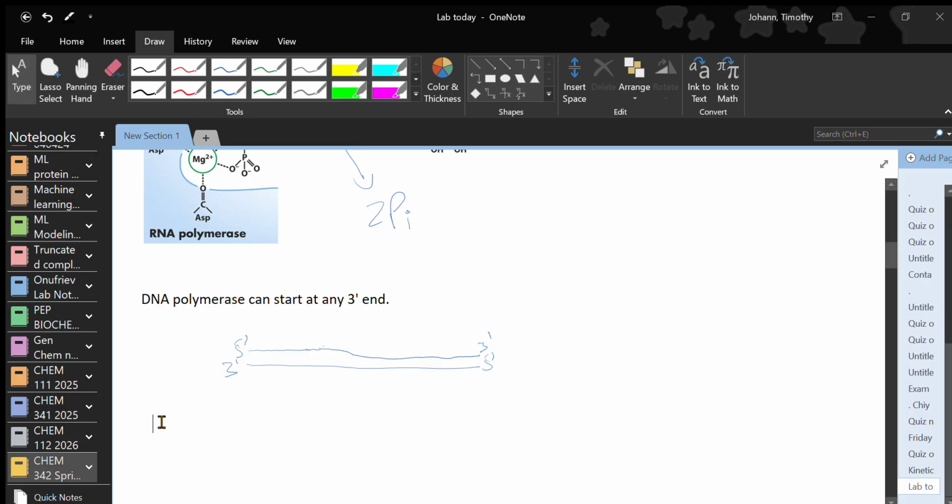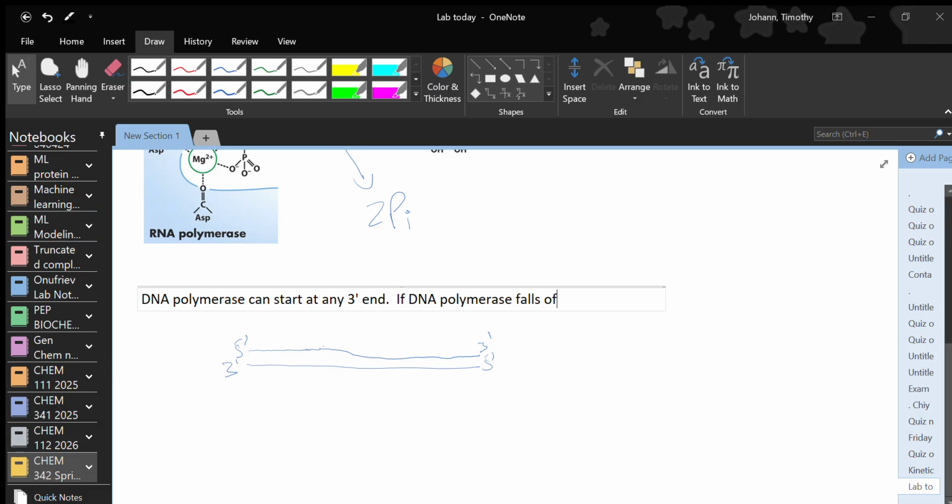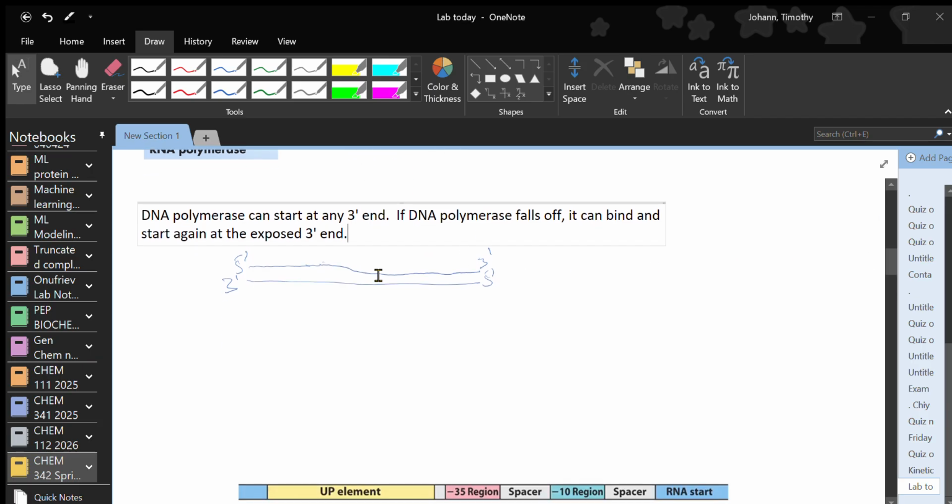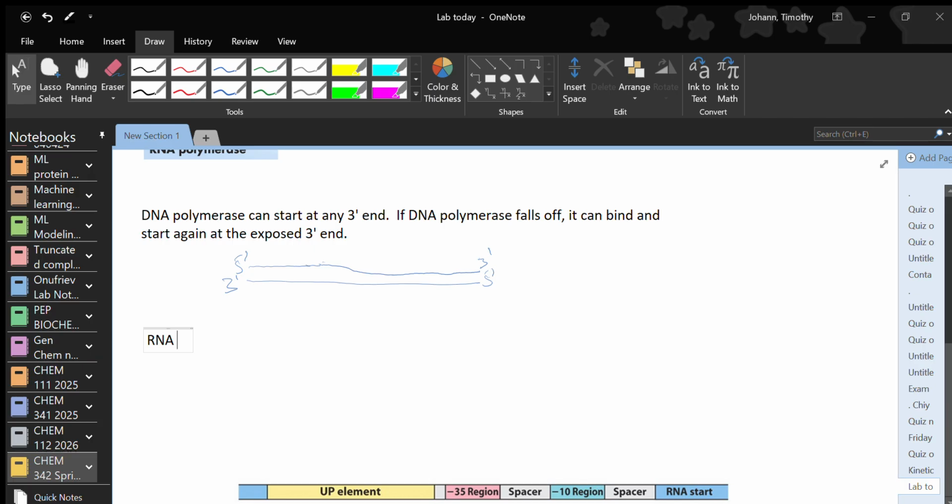RNA polymerase starts at what's called a promoter. Okay, let's actually add this up here. If DNA polymerase falls off, it can bind and start again at the exposed 3' end. All right, but RNA polymerase is different. RNA polymerase starts at a promoter, which is a defined DNA sequence. It's a special DNA sequence.